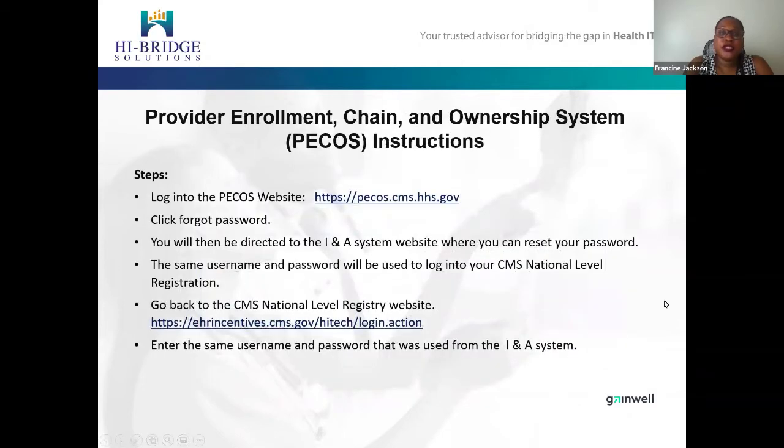These are the instructions to resetting your password. You want to click on the PCOS website. You want to click on Forgot Password. It will then take you into a system where you would then actually change the password. Now, that same password that you use on the INA system, you're going to use it to log back into the CMS National Level Registry.